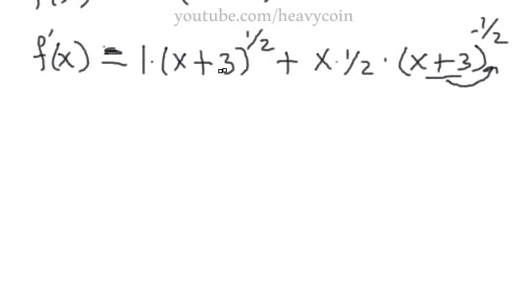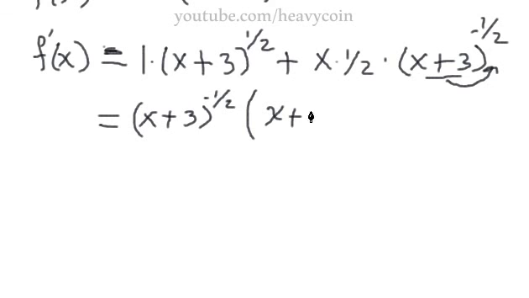I'm going to factor, okay, so we have x plus 3 here, raised to the half. You always pull the one out that has the smallest exponent. And that's going to be the one that we factor out, the x plus 3 to the negative half. Okay? And we end up with x plus 3 here.